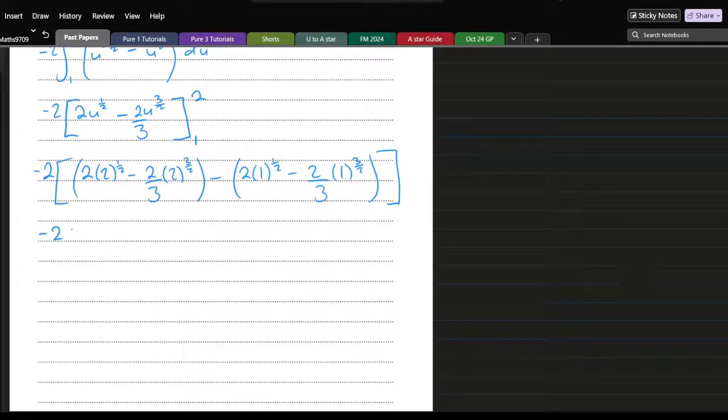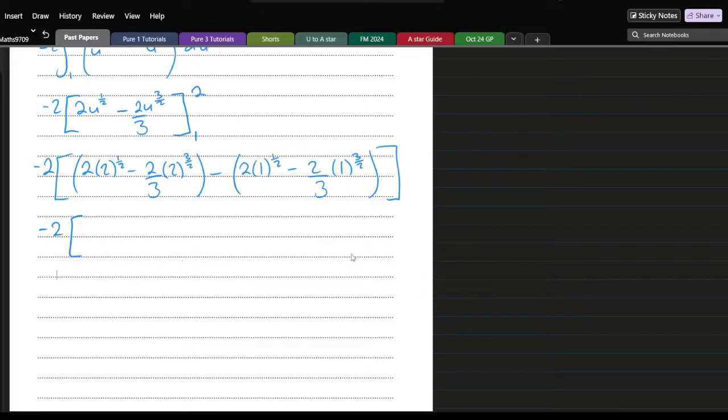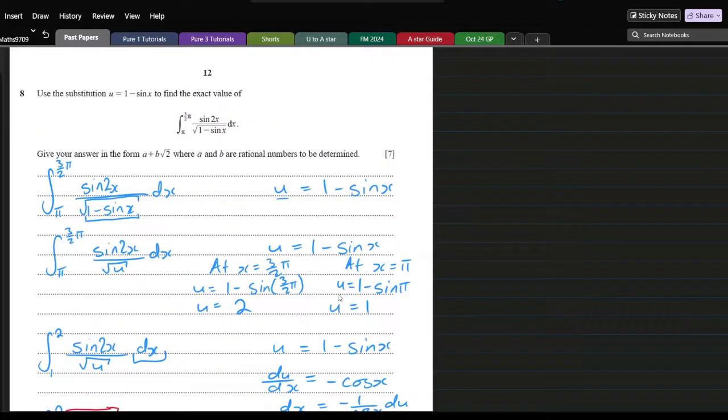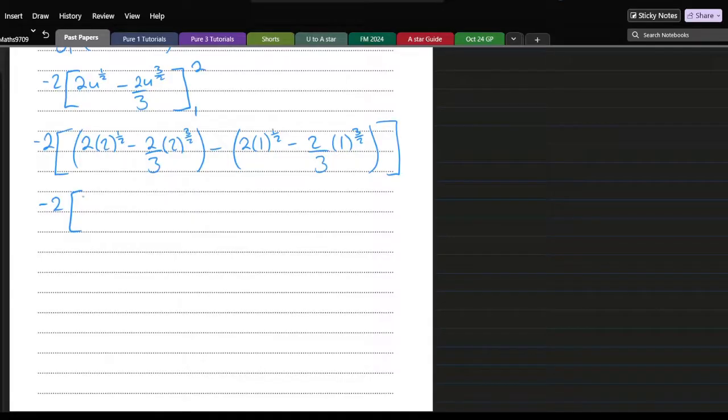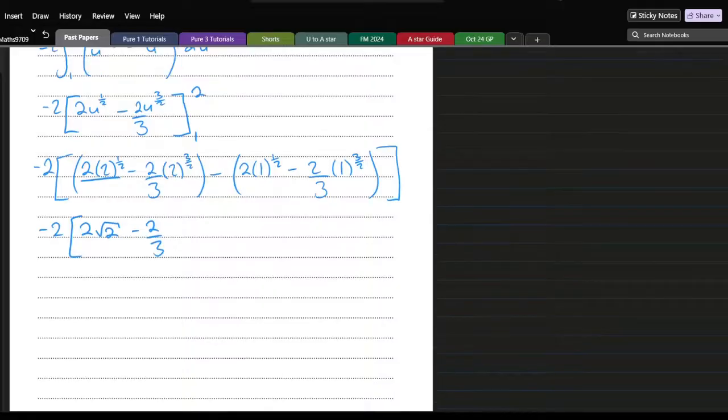That's negative 2. Okay, so remember that in the stem of the question they want their answer in the form a plus b root 2. So our calculator is not going to save us. We're going to have to do this manually. So that's 2 root 2 minus 2/3 times, we can write 2 to the power 3 over 2 as 2 to the power half times 3, and then for our lower limit, that's 2 minus 2 over 3.